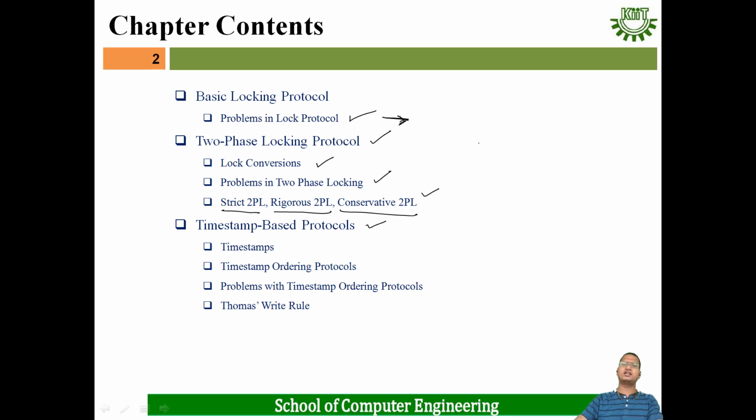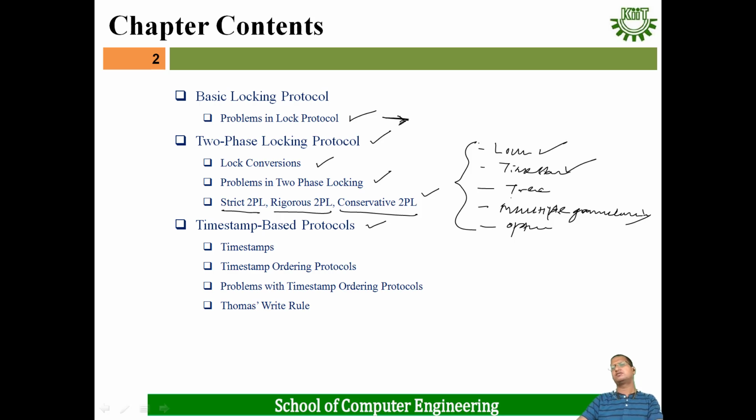Actually, there are various concurrency control protocols. One is the locking protocol, then the timestamp based protocol, then the tree based protocol, then the multiple granularity protocol, and another one is the optimistic protocol. But among these five concurrency control protocols, in our course we cover the lock based protocol and the timestamp based protocol.